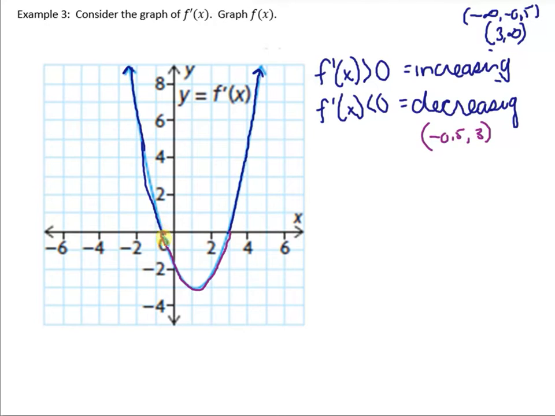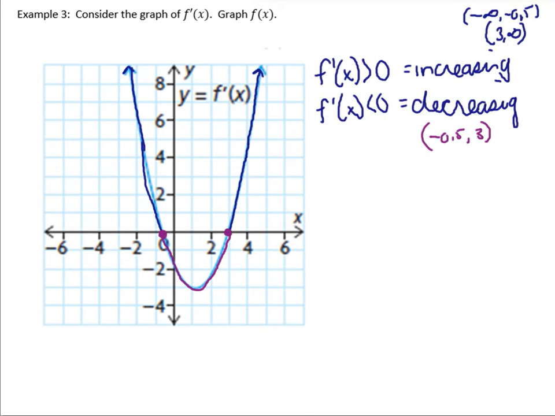What this means is that these two points here, negative 0.5, 0 and 3, 0, are going to be the turnaround points. This is when the graph of f at x, our original, goes from increasing to decreasing, and then again from decreasing to increasing. So let's do our best with the information we're given. There's going to be more than one possible graph here.